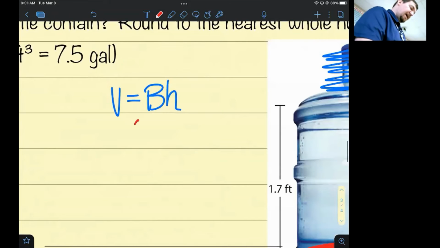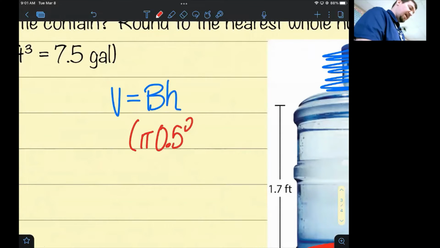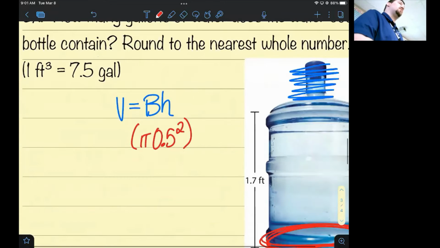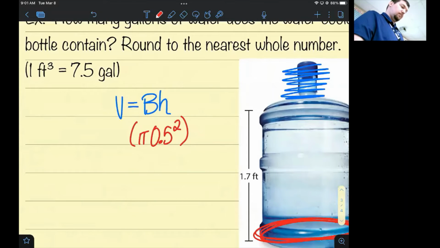So pi times 0.5 squared. How tall is the water cooler? 1.7. All right. It's going to give me a decimal answer. No big deal. Pi, but make sure you do the 0.5 squared part first, actually. 0.5 squared is 0.25 times 3.14 times 1.7. If you're doing it along with us, you're getting 1 point what?